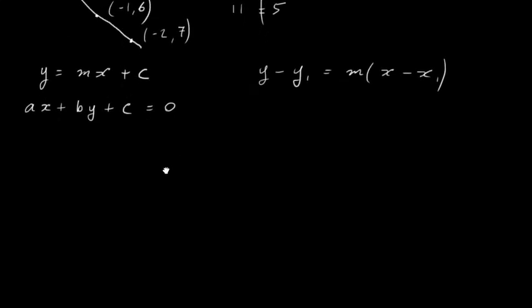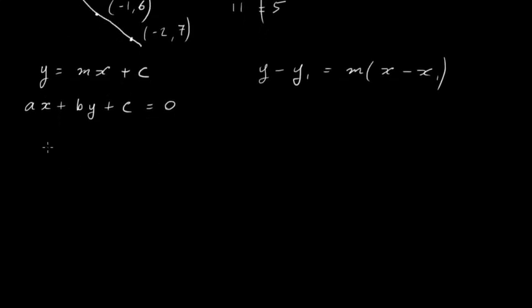Let's take a point, let's say 1, 3, and we'll say a slope of 2. So we have a line, and maybe it looks like this, and we know that there's a point on that line, and the point is 1, 3, and we know that the slope of that line is 2.